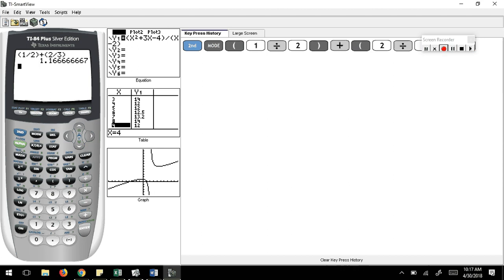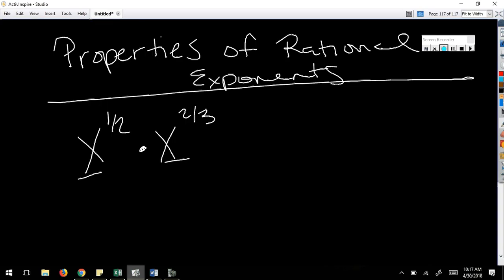So if you hit the math button, it's right under the second, the alpha button, and hit enter, it turns it into a fraction for you. Okay? Grab one out of mine. So this becomes x to the 7/6.